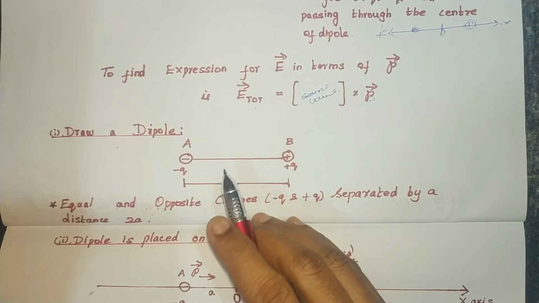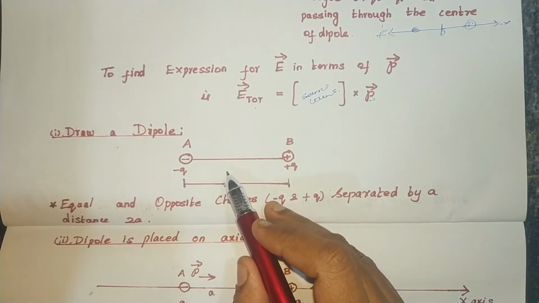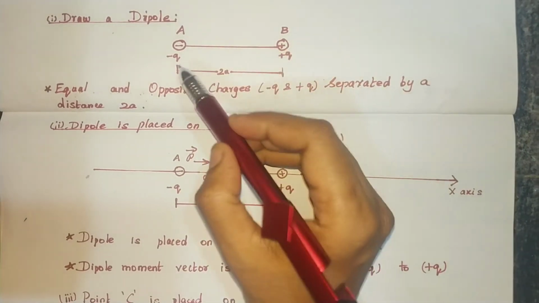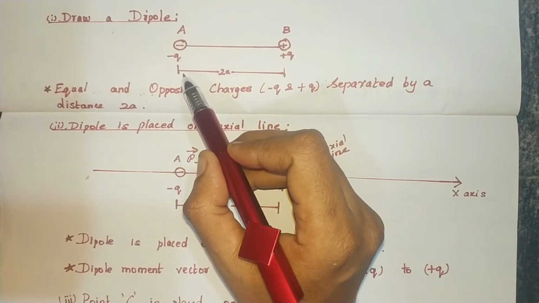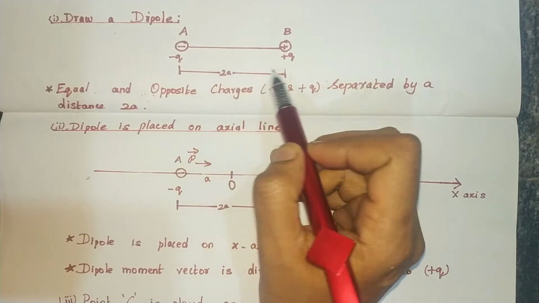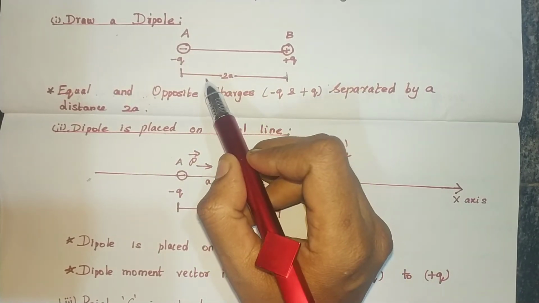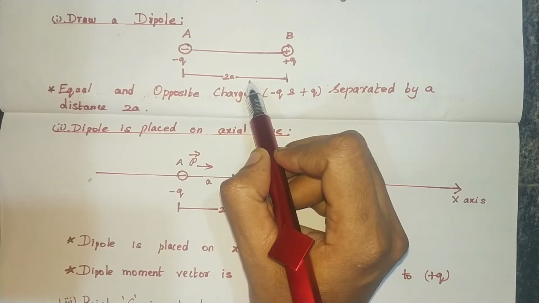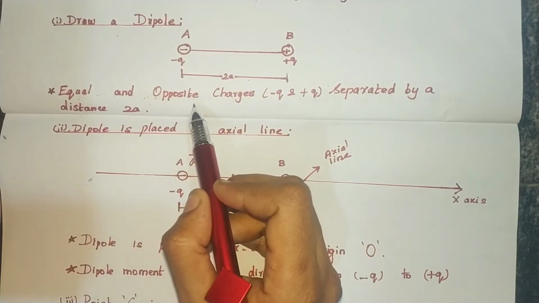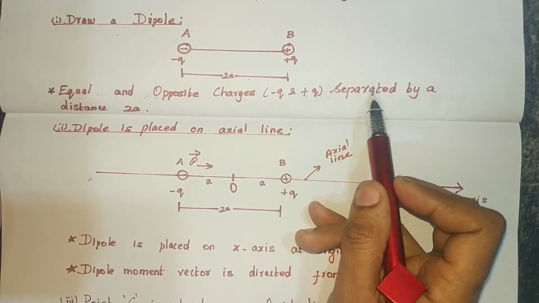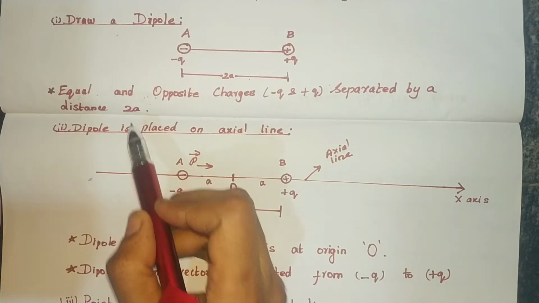Okay. First இதுக்கு ஒரு diagram வரையணும். என்னன்னு பார்க்கலாம். First we draw a dipole. What is it? Minus q charge and plus q charge. That is equal and magnitude charge. They are separated by a distance 2a. Equal and opposite charges minus q and plus q separated by a distance 2a.